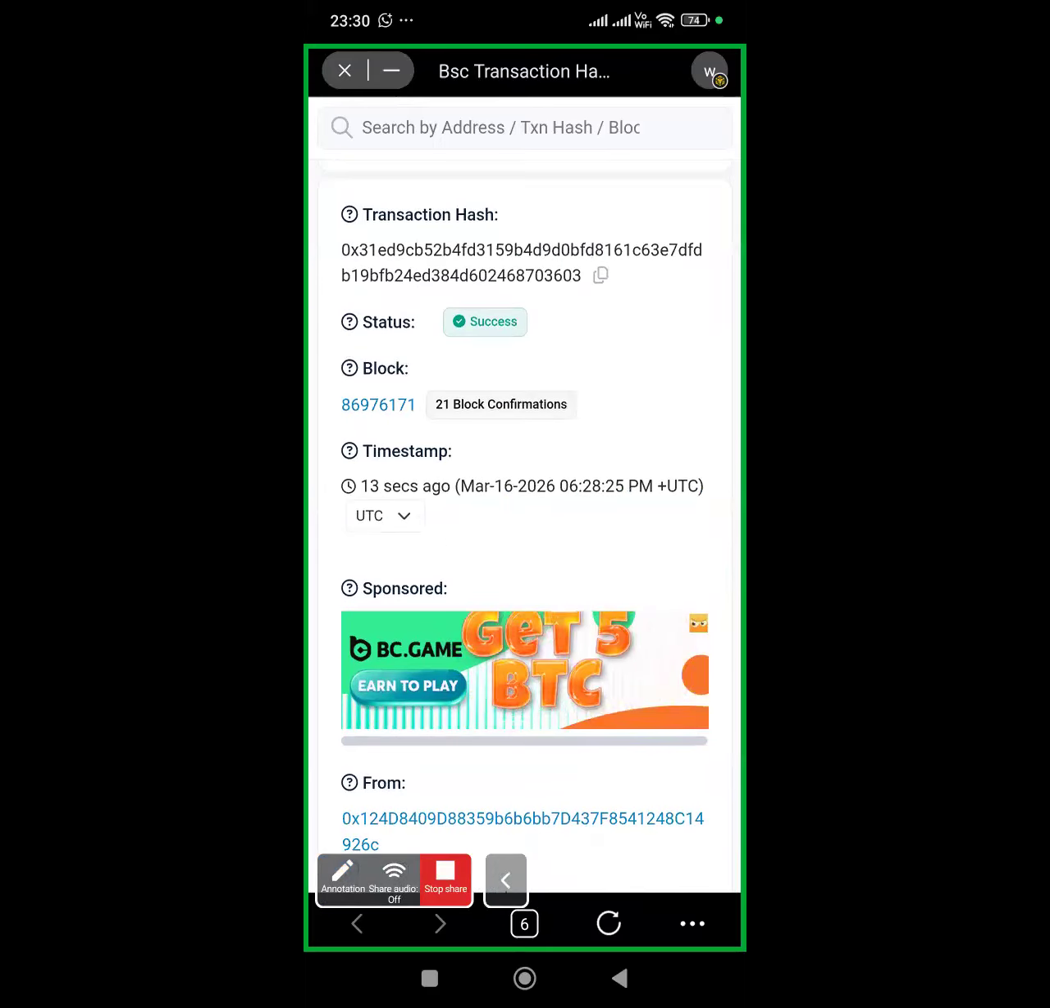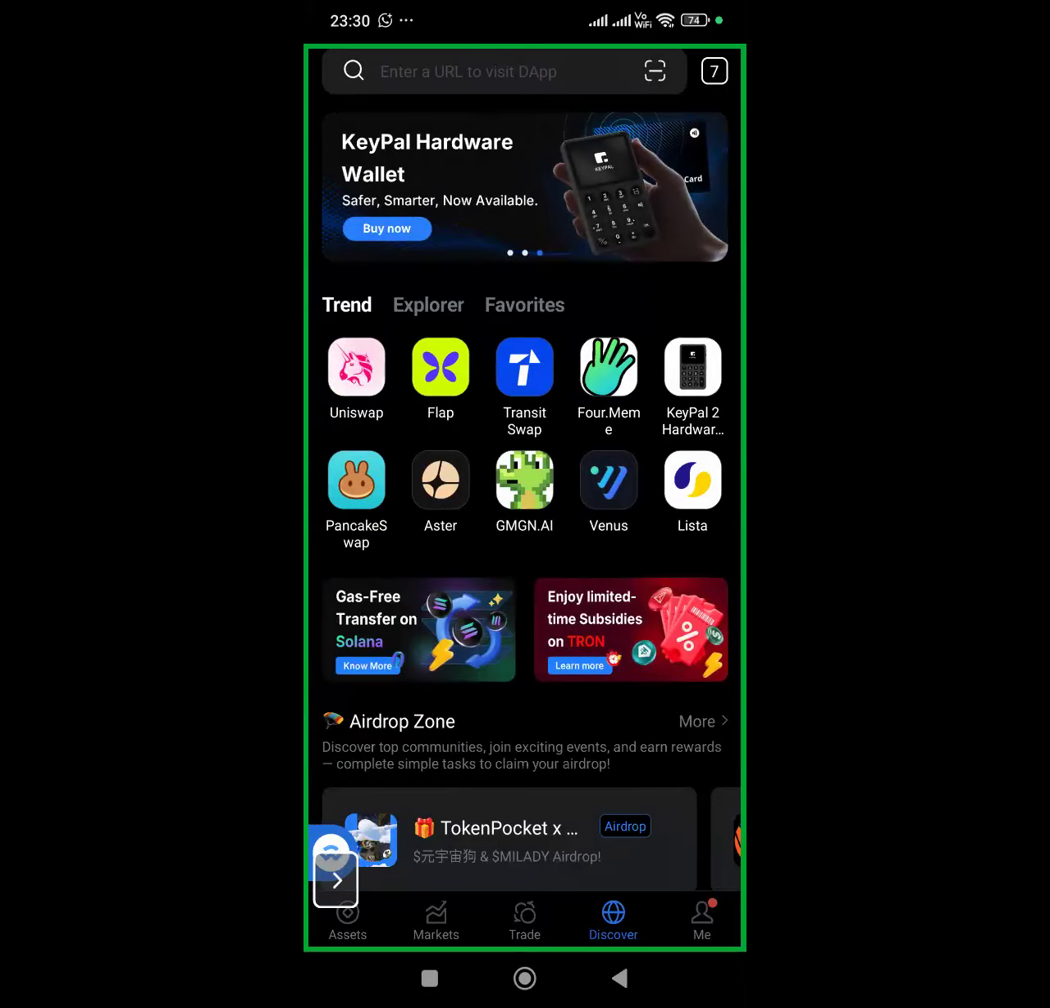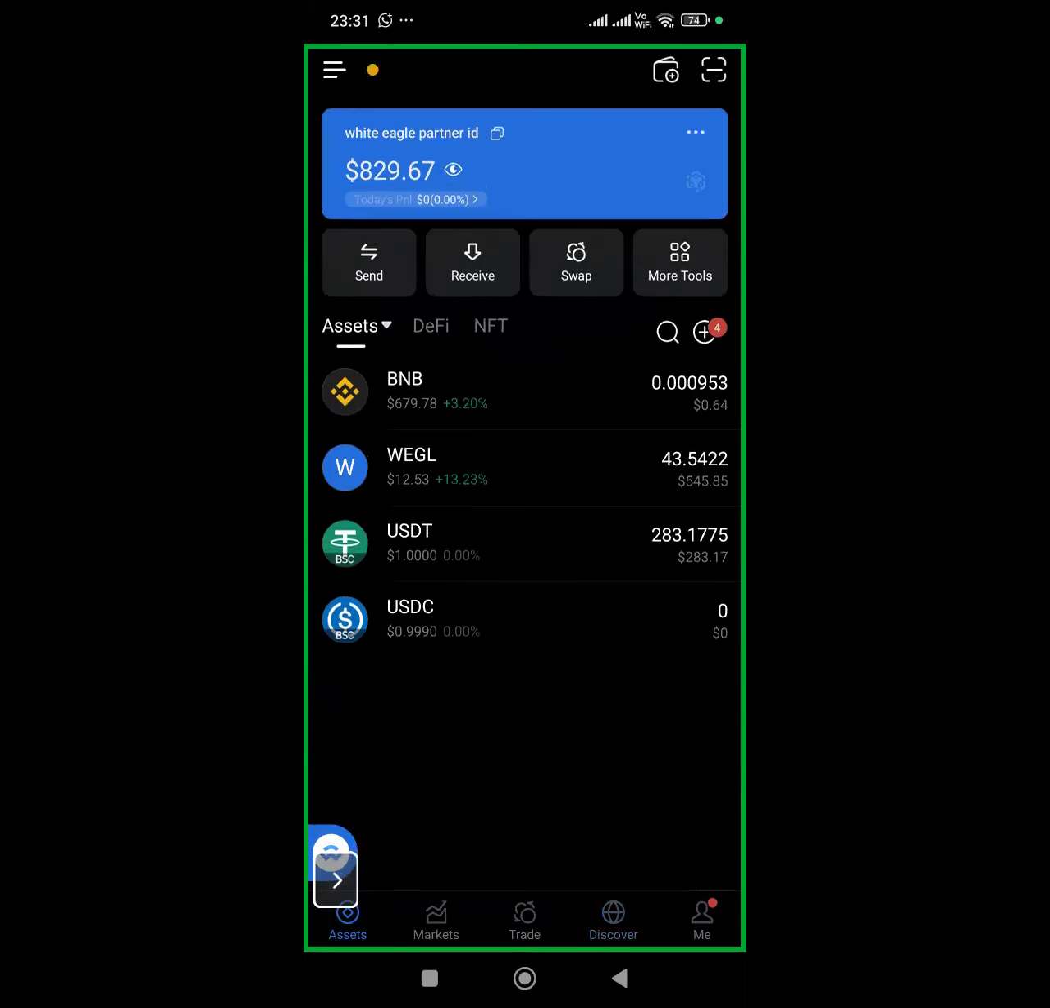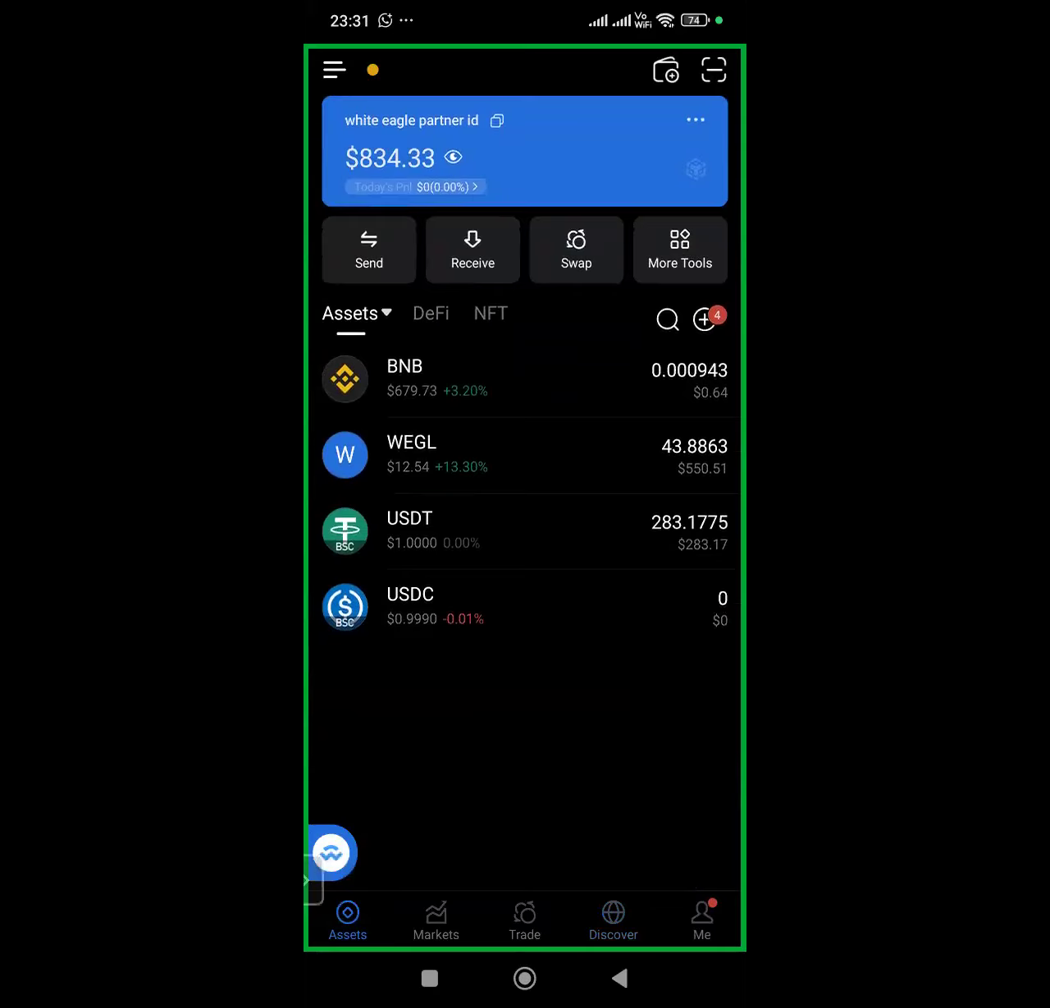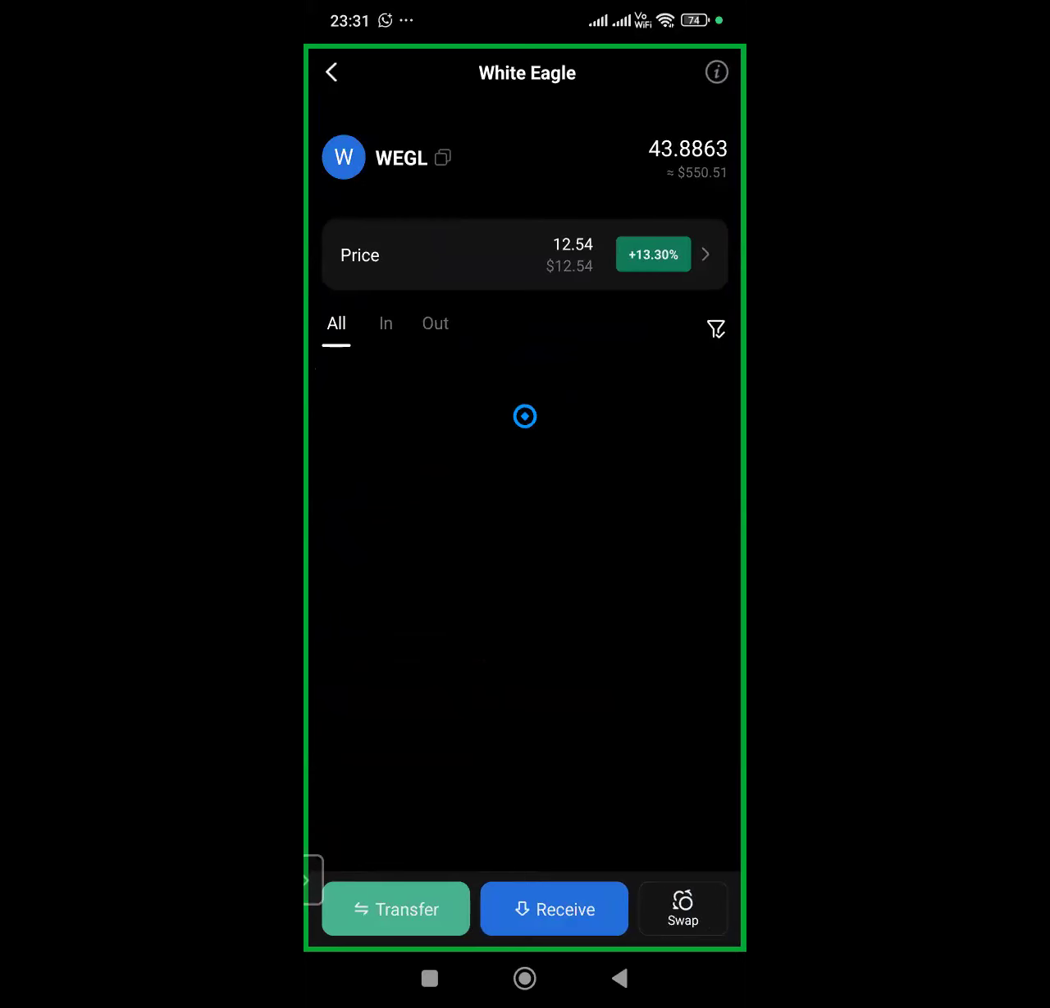So now let me go. You say that this is a blockchain. Now you see here in my wallet, let me refresh. You can see it has changed from 43.54 to 43.88. So now I have received my withdrawal. I have not used a website. I have not used a domain. I just went on a blockchain and I have taken my withdrawal from my contract address.